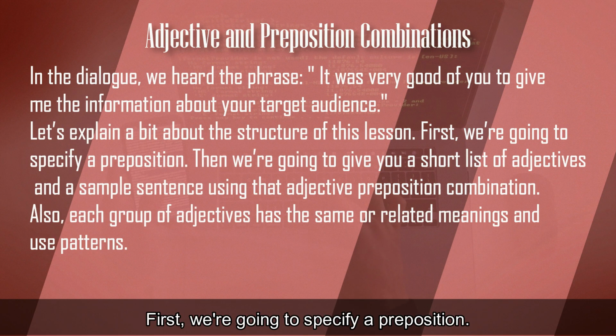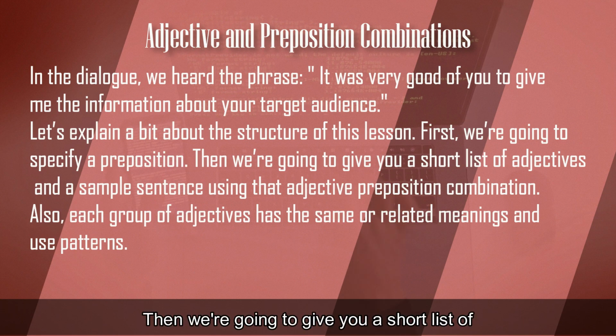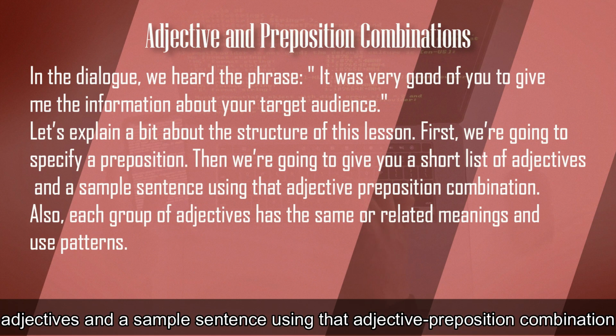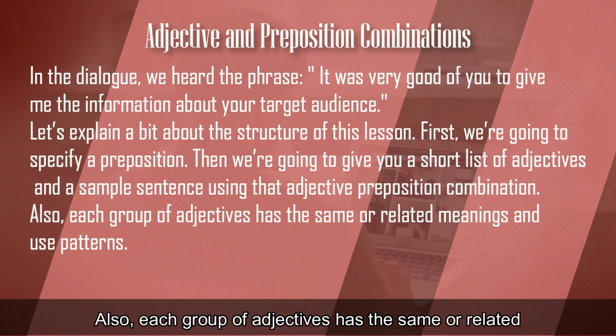Okay, so let's explain a bit about the structure of this lesson. First, we're going to specify a preposition. Then we're going to give you a short list of adjectives and a sample sentence using that adjective preposition combination. Also, each group of adjectives has the same or related meanings and use patterns.